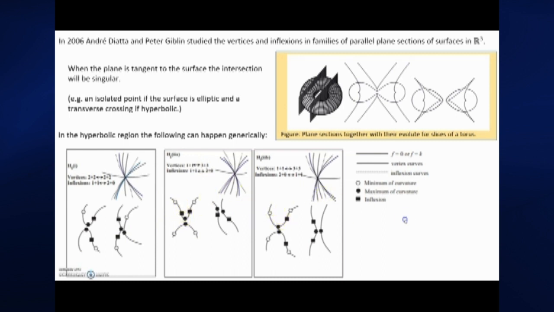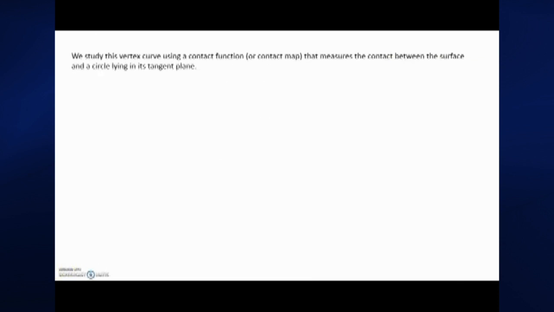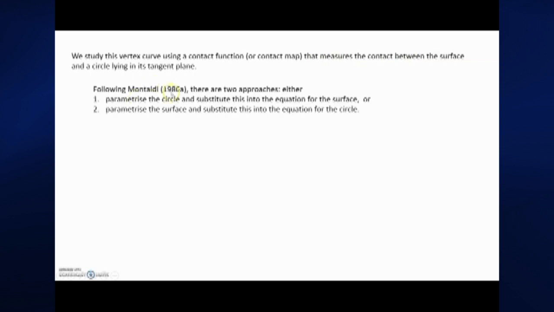And now the vertex curve that we're considering is a Euclidean invariant which separates the regions H1 I from the regions H1 II. So we study this vertex curve using a contact function or a contact map that measures the contact between the surface and the circle lying in its tangent plane. And following Montaldi, there are two approaches. Either we parameterize the circle and substitute this into the equation for the surface, or we parameterize the surface and substitute this into the equation for the circle.